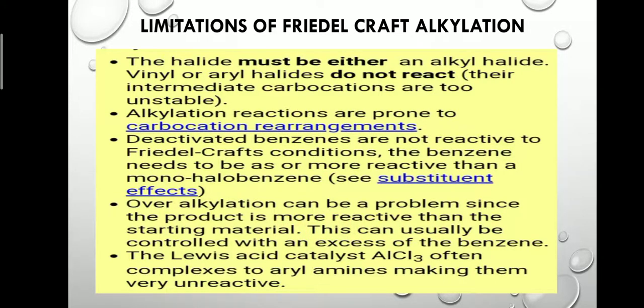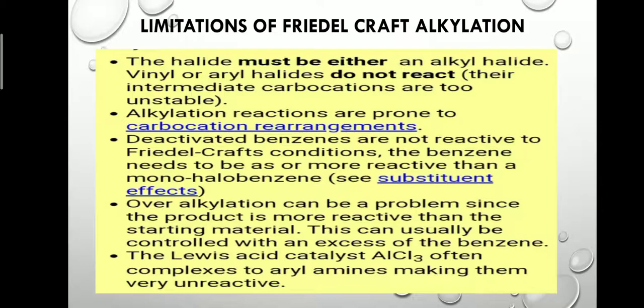If the alkylated product is in more quantity, then it is more reactive when compared to benzene. Toluene is more reactive when compared to benzene. So over-alkylation gives mono, di, tri substituted products, which are more reactive when compared to the starting material. To avoid this, we can usually use an excess of benzene in the reaction.